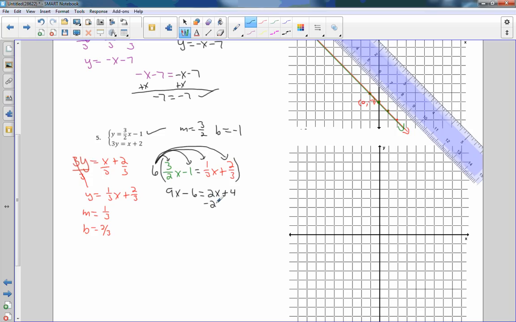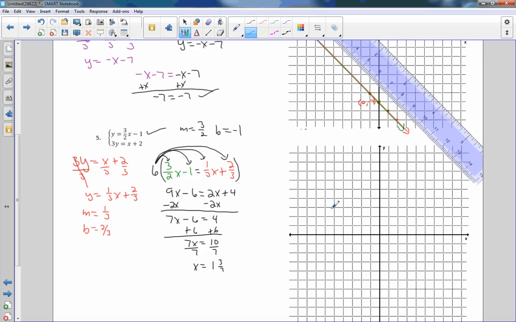I'm now going to get all my x's on one side by subtracting 2x from both sides, and I get 7x minus 6 equals 4. Add 6 to both sides, and we're getting closer and closer to finding out what x is, and divide by 7, and x equals 1 3/7, or 10/7.